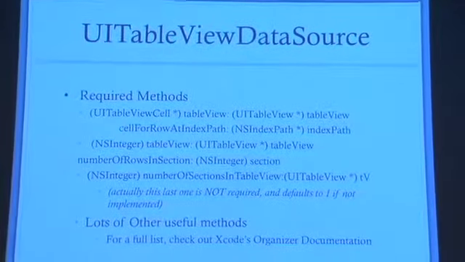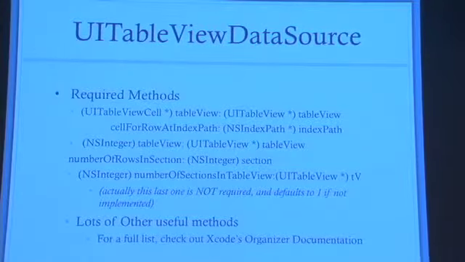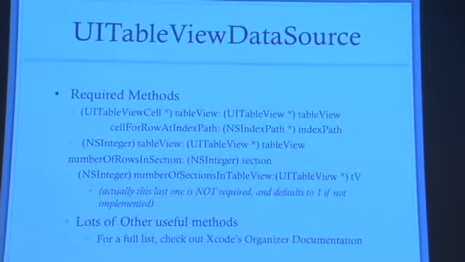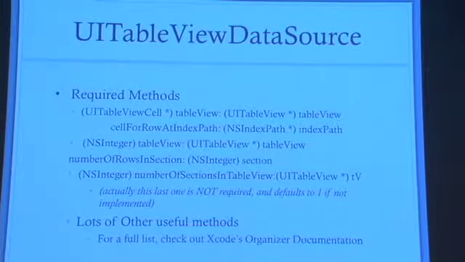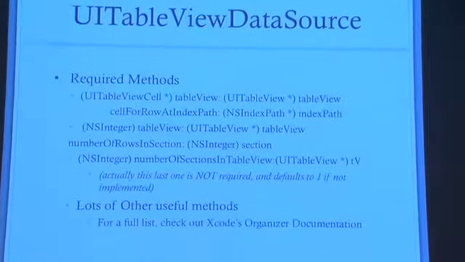So the required methods in the UITableViewDataSource are these. There's one called tableView:cellForRowAtIndexPath:. This is a method that you need to implement, that the UITableViewDelegate needs to implement to let the table view know what kind of cell it should be showing at each specific row.